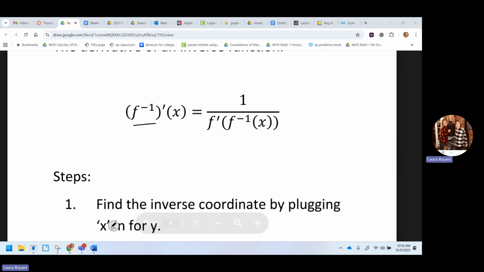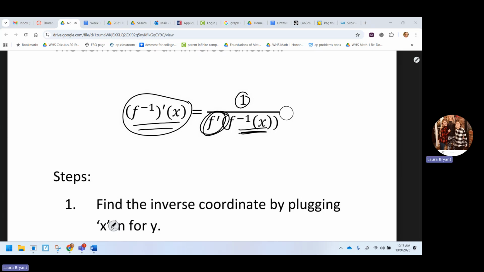Okay, so this is what's given in the directions. That's what we're trying to find, the inverse derivative. But they don't give us the equation of the inverse. So we've got to figure out the derivative of the original function, but plug in the inverse value and then flip it. So this part of the formula tells us to flip, do 1 over, plug in the inverse value to the derivative of the original.